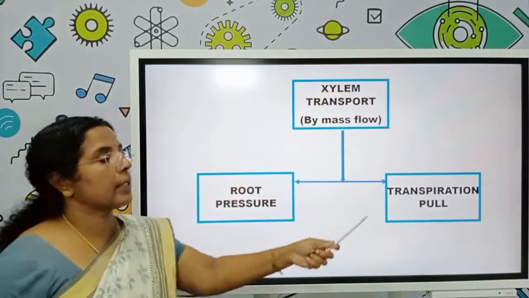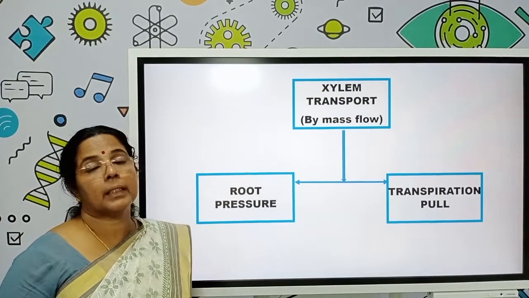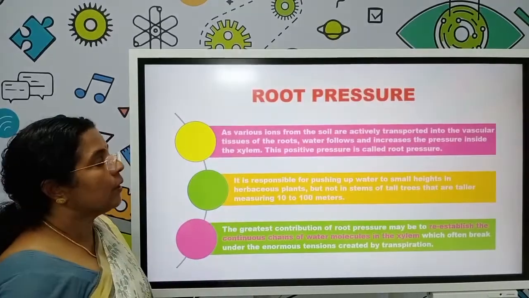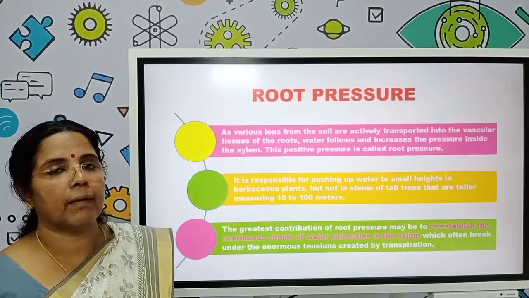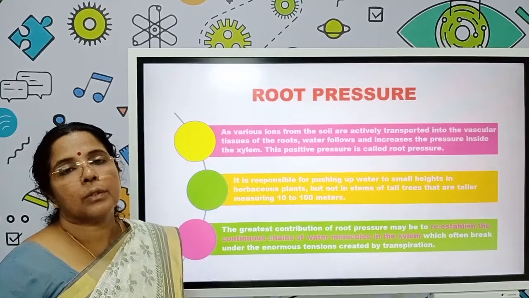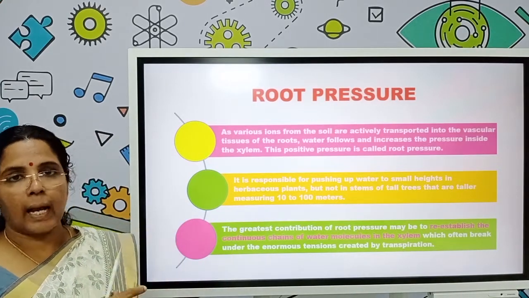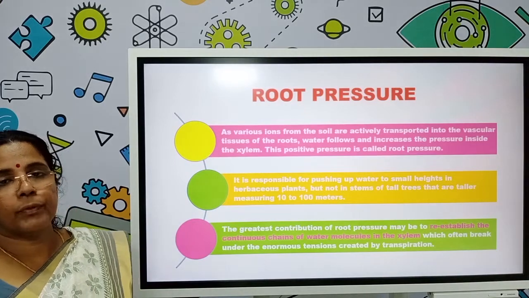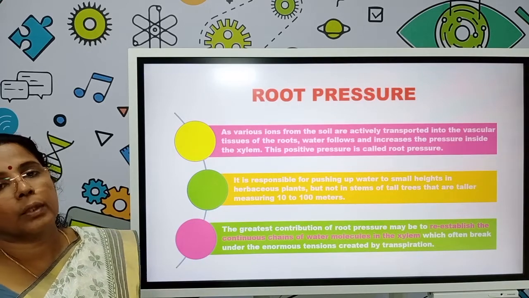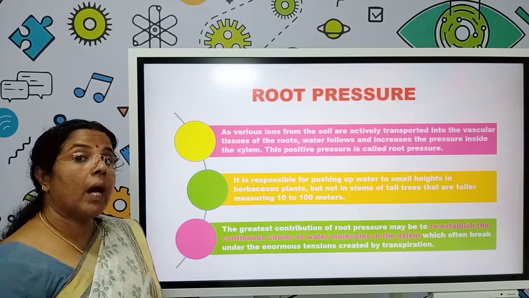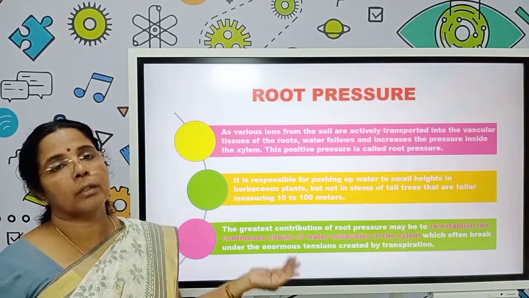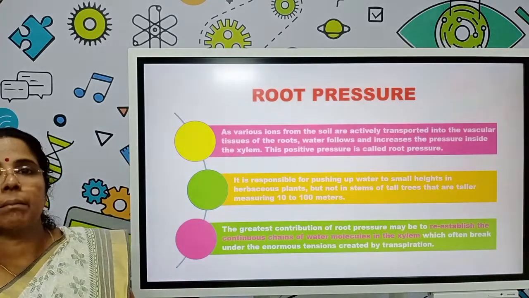This root pressure and the transpiration pull will help in the upward conduction of water. Then what is root pressure? In that, how will root pressure be developed? Outside in the soil, many ions are there. So the plant will actively absorb those mineral ions inside the cytoplasm of the root hairs. So the concentration inside the root cytoplasm is more, so it will become a hypertonic solution. So water will automatically move from the soil to inside the root cells by osmosis.